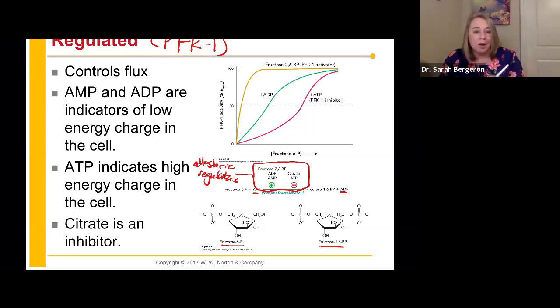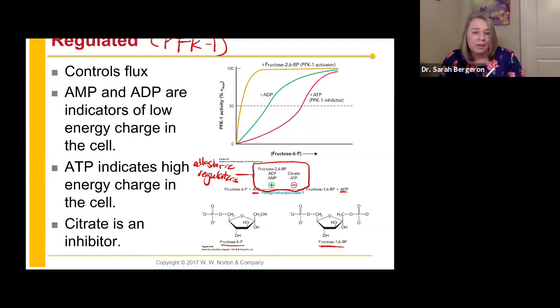So this kind of makes sense, right? Because if you have a lot of AMP and you have a lot of ADP in the cell, that means that you have a low energy charge in the cell. The cell doesn't have a whole lot of ATP hanging out. So if we can break down glucose and we can get some more ATP, that'd be great.